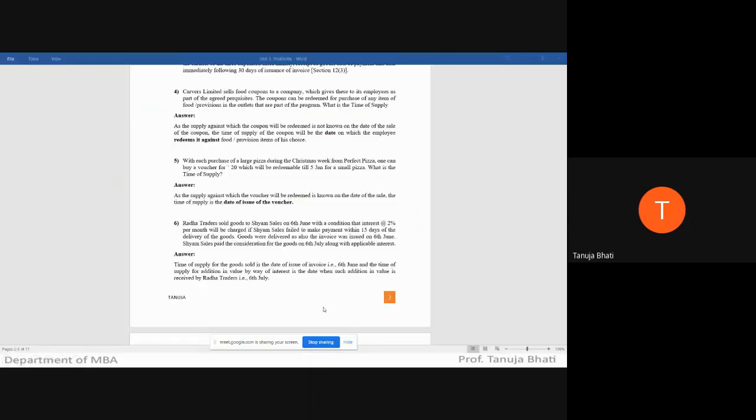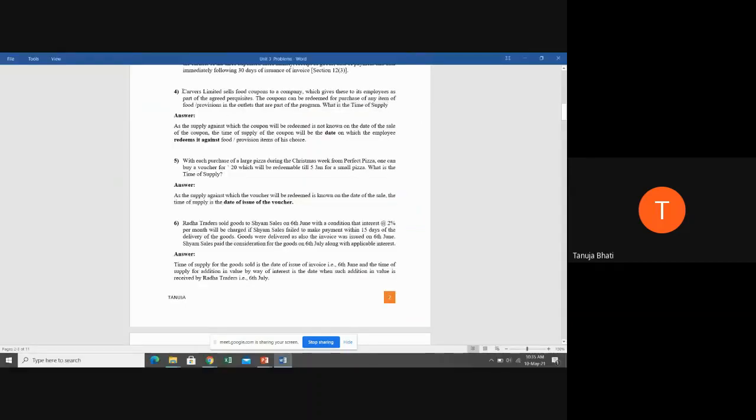So students, can you all tell me in this particular case whether the time of supply is the date of issue of coupon, or whether the time of supply is the date on which the employee redeems the coupon? Yes, students. Ma'am, since it is not identifiable at the time of issue, ma'am. So what will be the time of supply? The date of redemption of the supply, ma'am. Very good. So let us see the answer.